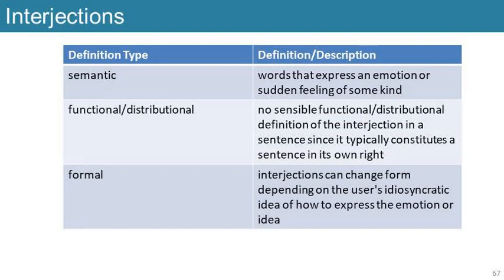The traditional semantic definition of an interjection is that it expresses an emotion or a sudden physical response of some kind. There is no sensible functional distributional definition of the interjection in a sentence, since it typically constitutes a sentence in its own right. Interjections may change form depending on the user's idiosyncratic idea of how to express the emotion or idea. Interjections are usually followed by an exclamation mark when written.